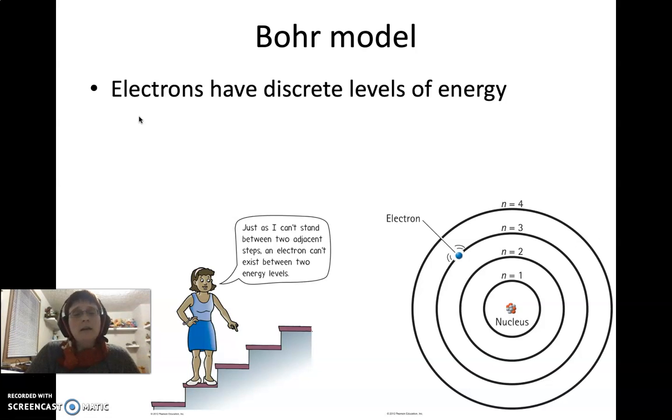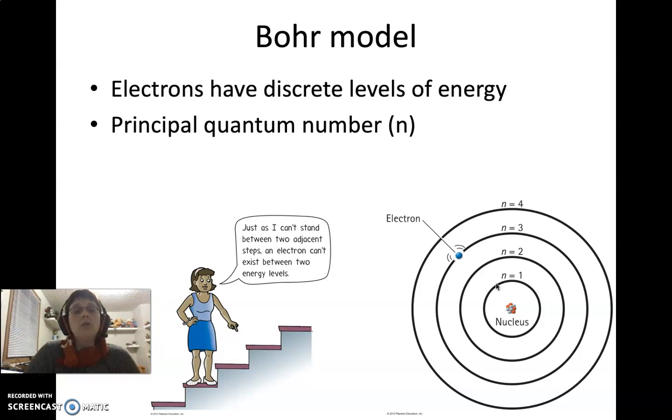What we mean by that is, basically, it's the same idea of like us with steps. When you're going up the steps, you can only go from one step to the next. You can't go a half step. And so that's the same idea with electrons. They have specific levels that they can travel to. They can't travel in between them and stay there. So they have to go step to step to step, or kind of ring to ring to ring as they go up in those energy levels.